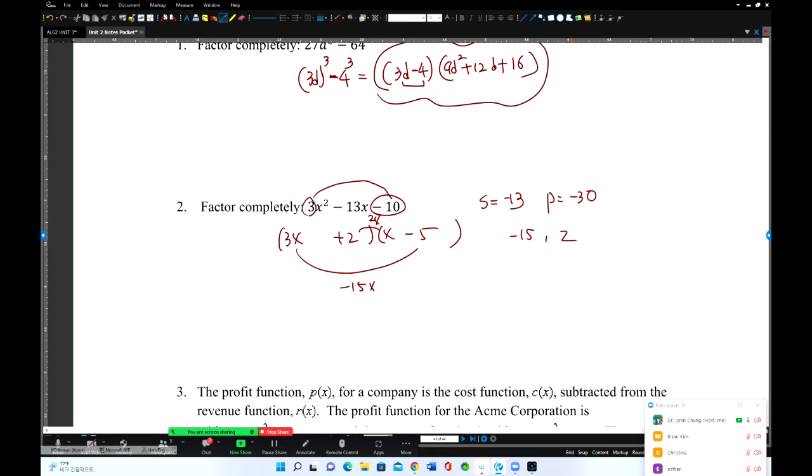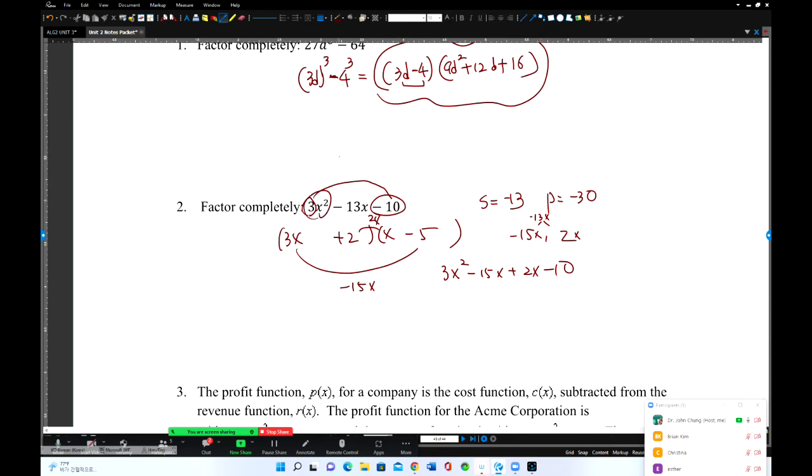So negative 13x, divided this way, into negative 15x and 2x. So replace with this one: 3x squared minus 15x plus 2x minus 10. That is vector grouping. We have to go this way. Okay? But trial and error is only one case.